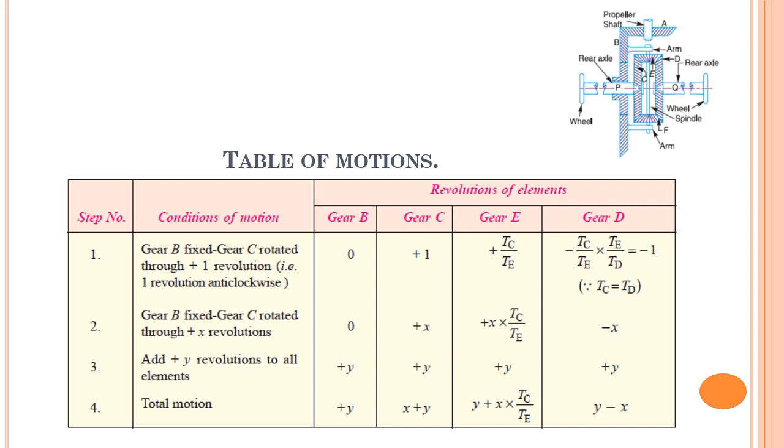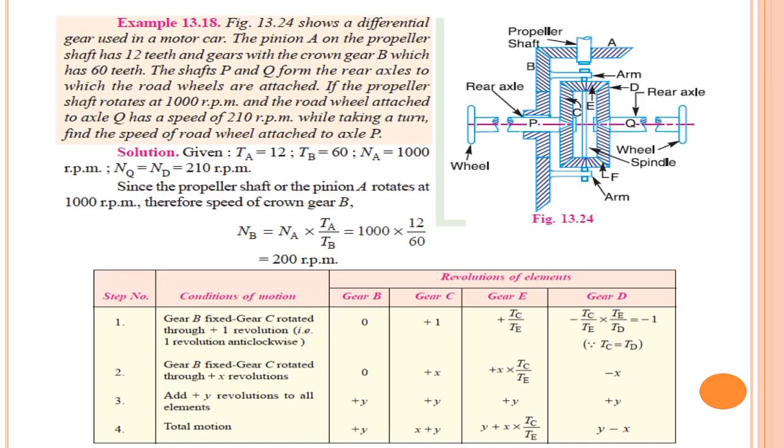For gear E, it will be X into TC upon TE plus Y. For gear D, it will be minus X plus Y, that is Y minus X. The last total motion row of all elements gives the formulas for getting the revolutions of each element. Now here you observe that if gear C is rotating with X plus Y revolutions, gear D is rotating with Y minus X revolutions. That means gear D is rotating with slow speed as compared to gear C. That means axle Q, on which gear D is mounted, is rotating with slow speed. That means the right hand wheel is rotating with slow speed, and the left hand wheel, that is axle P, is rotating with more speed. That means this vehicle, from your view, is turning to the right hand side, isn't it? This you can conclude from this table of motion as well.